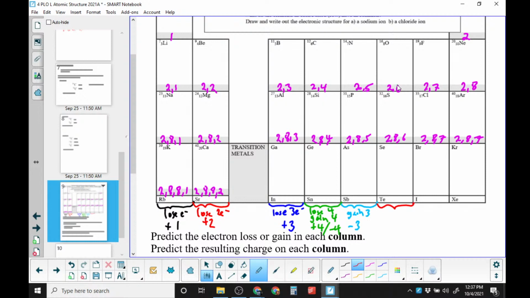Kaylee, this column, what is it going to do? Gain 2. And it's going to have a negative 2 charge. And Davis? Gain 1. Plus 1 charge? Minus 1. Excellent.